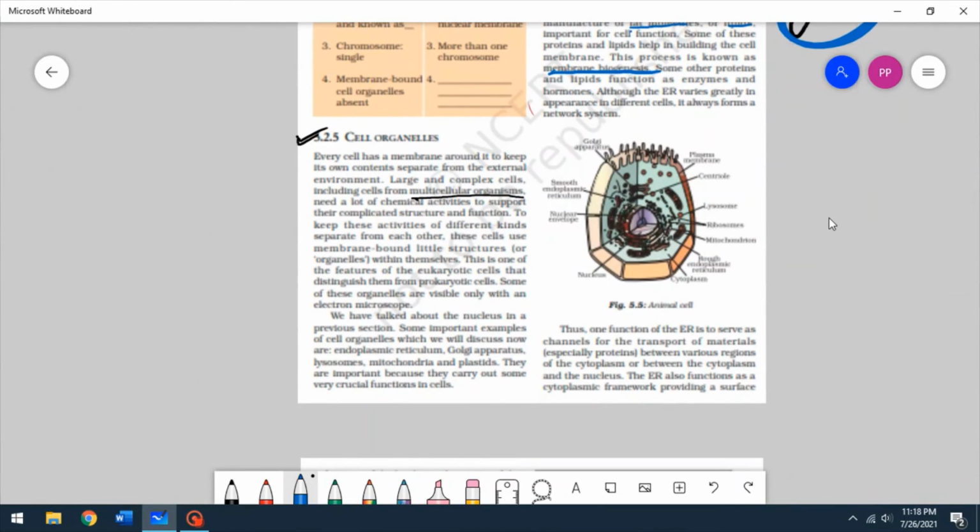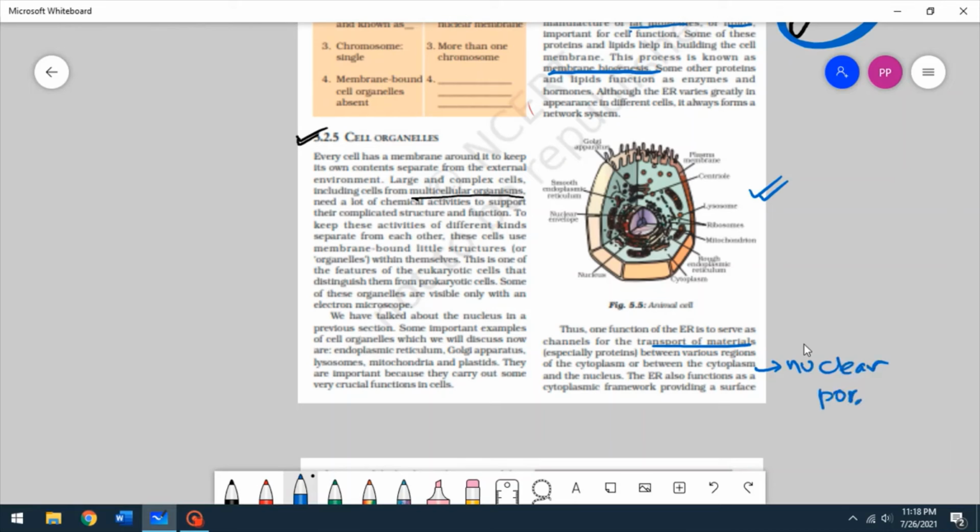This is an animal cell. This is a pretty important diagram that you need to know how to draw for subjective tests and label for subjective and objective tests. The ER also serves as a transportation system between the various regions of the cytoplasm, or between the cytoplasm and the nucleus. This happens through the nuclear pores.